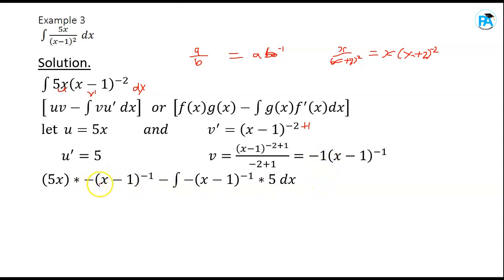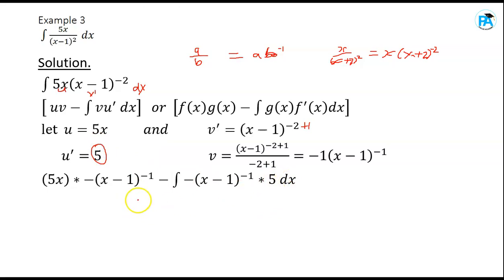You know, there's no need writing the 1. So let's say negative into bracket x minus 1, all exponent negative 1, isn't it? Minus integral of v times derivative of u. So our v is negative 1 times x minus 1, all exponent negative 1, times the derivative of u. The derivative of u was 5, isn't it? So we'll substitute it here. So it gives us 5 dx.